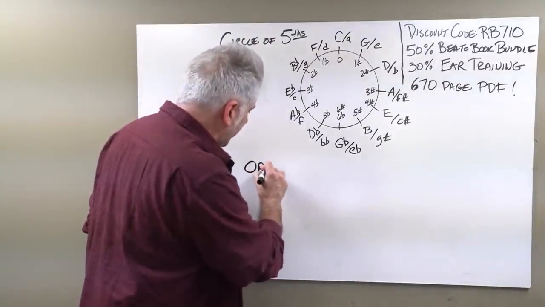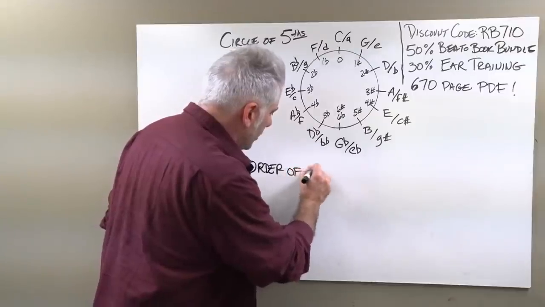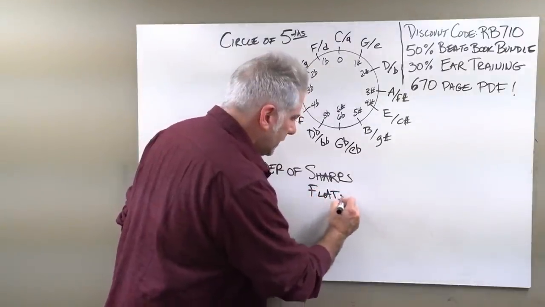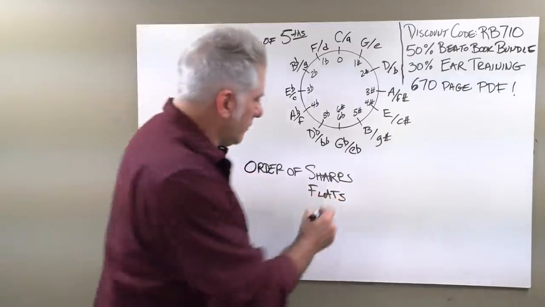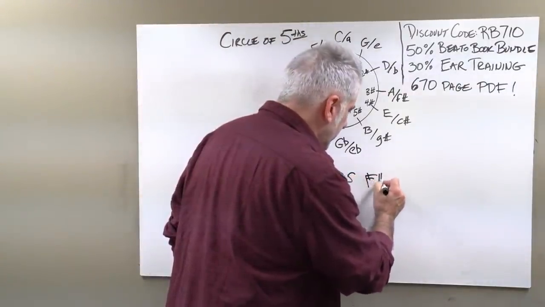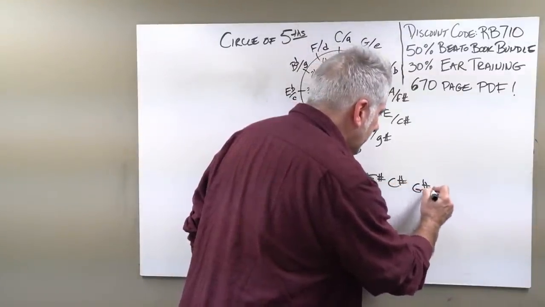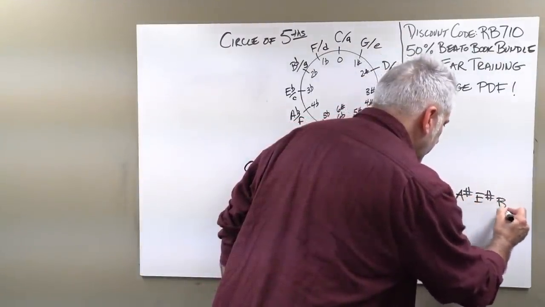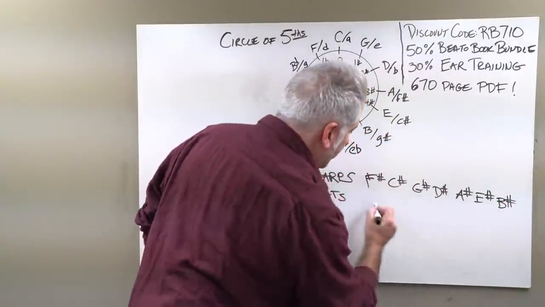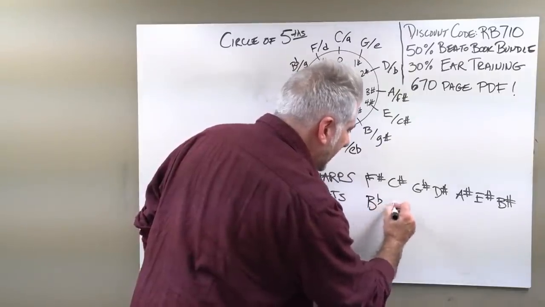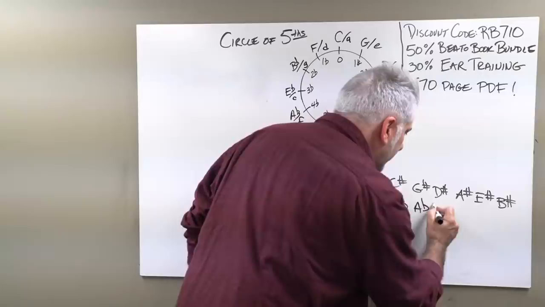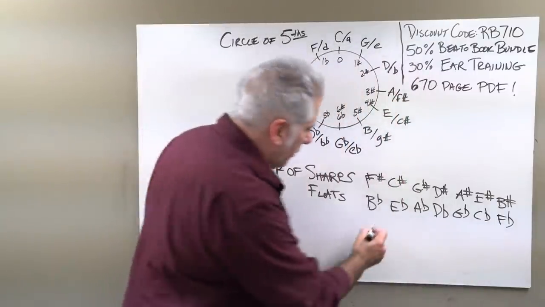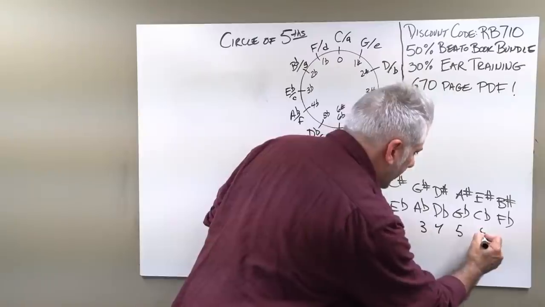Okay, so once again, we're going to write these down here. Order of sharps, this is called. And then order of flats. So, you start on F sharp, C sharp, G sharp, D sharp, A sharp, E sharp, B sharp. Order of flats is just the opposite. So I'm going to read backwards. B flat, E flat, A flat, D flat, G flat, C flat, F flat. Okay? There's 7. 1, 2, 3, 4, 5, 6, 7.